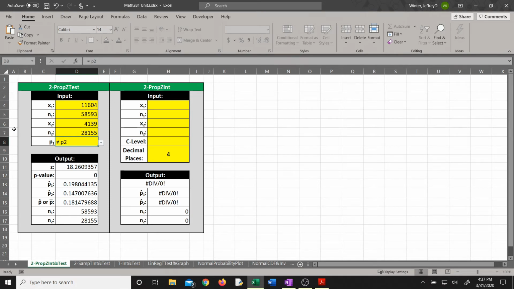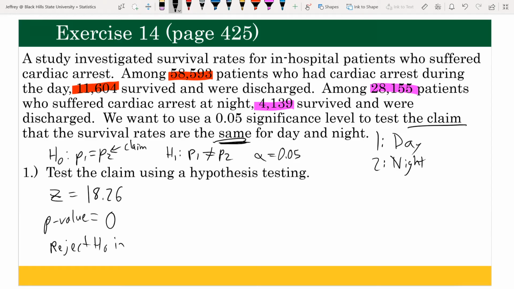Typing the values into our 2PropZTest page, notice that I just typed in the x1, n1, x2, n2, and for the alternative hypothesis, I selected not equal to p2. Our test statistic ends up being 18.26, and our p-value ends up just being 0. I think it's pretty safe to say that this is pretty strong evidence to conclude that we can reject the null hypothesis.